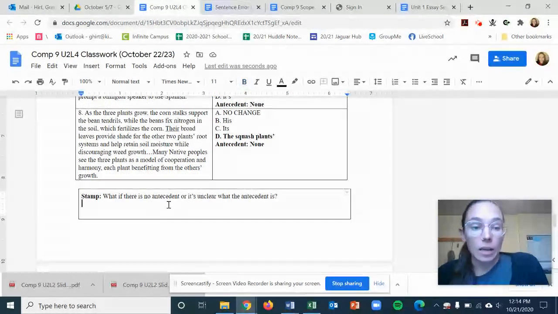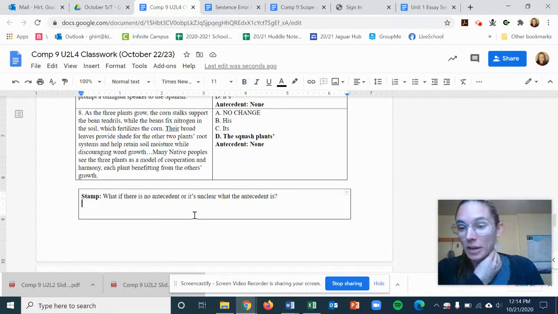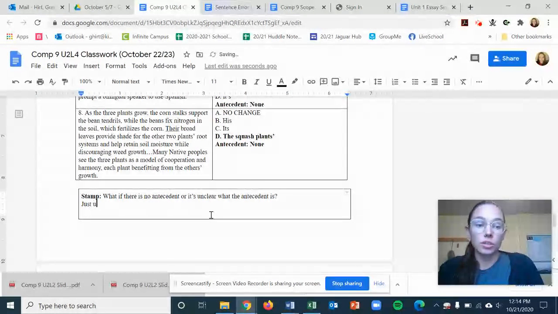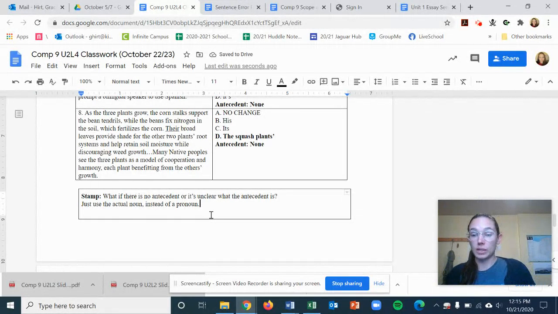So stamp that in the Edpuzzle here, and then we'll stamp it in the classwork document. What if there is no antecedent or it's unclear what the antecedent is? What do I do? All right, so you should have said something like, if there's no antecedent or it's unclear what the antecedent is, just use the actual noun instead of a pronoun, right? Because it would be confusing to use a pronoun if we don't know what the pronoun is referring to.